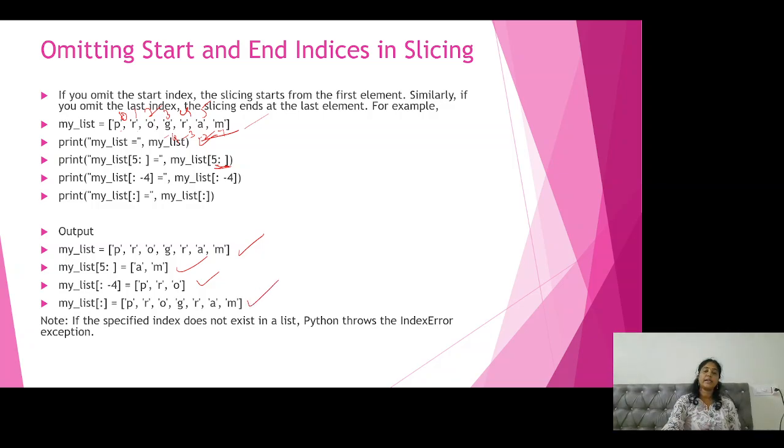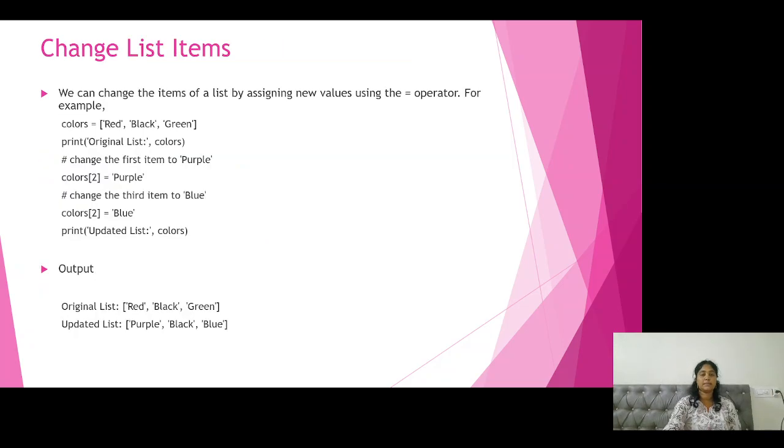If the sufficient index does not exist in the list, let's say you'll be having only 6 elements in this list, up to 6 index. Up to 6 index you have. If you try to extract the 7th index, it throws index error.